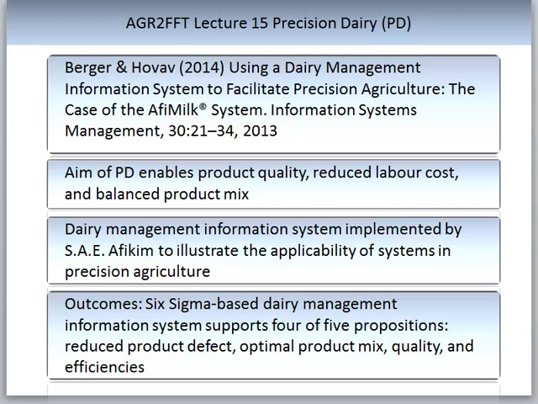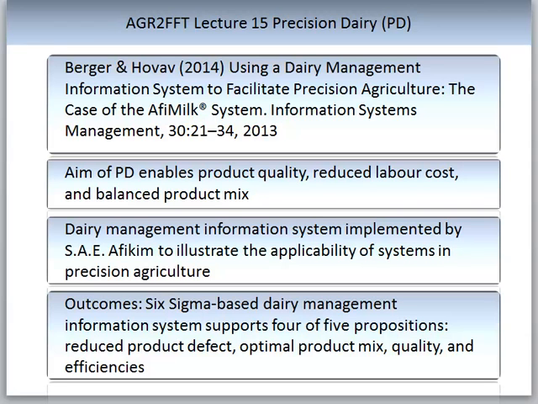Berger and Habav in 2014 published a paper entitled Using a Dairy Management Information System to Facilitate Precision Agriculture, the Case of the Afi Milk System. The aim of precision dairy, as stated by this paper, is to enable product quality, reduced labour costs and a balanced product mix in a dairy enterprise. In this study, dairy management information systems were implemented at Afi Milk to illustrate the applicability of systems in precision ag.